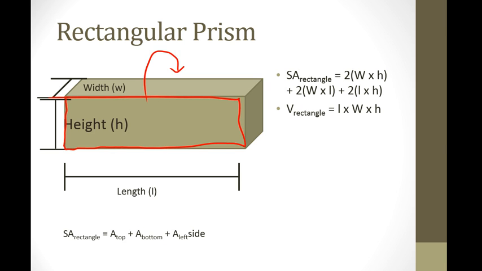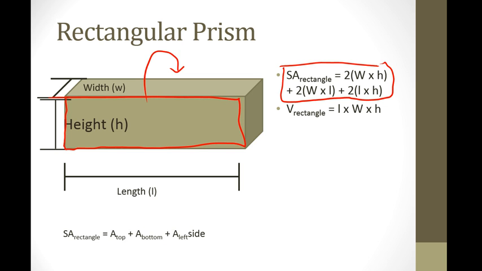So if you take 2 times width times height, 2 times width times length, and 2 times length times height, and you add all of this up, you will find the surface area of your rectangular prism. It gets a little complicated, but it's not really that bad. It makes sense when you actually start to think about it.